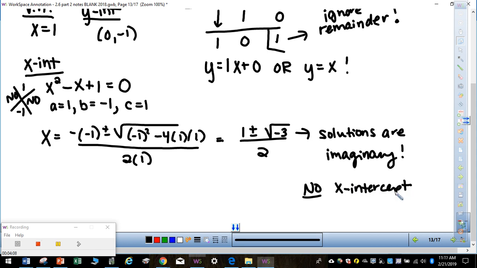Okay, the other thing to know is that it's very uncommon for graphs that have slant asymptotes to have any symmetry. So we can skip the symmetry test for these.